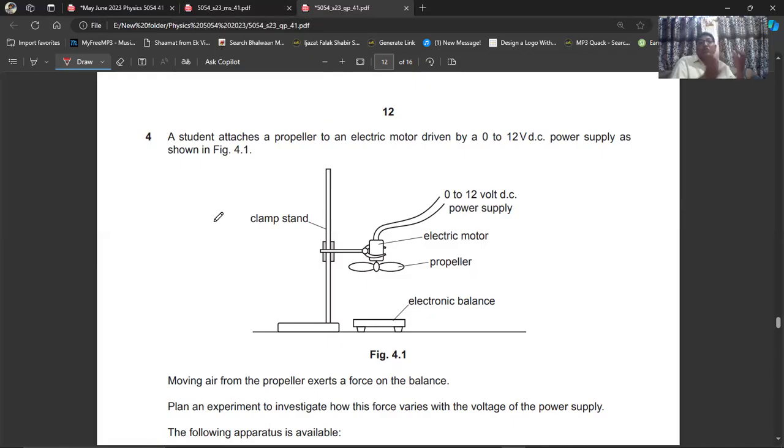Then you have to draw a table where you will note down the readings. So here we will draw two columns. In the first column, I will note down the voltage given to the electric motor. And on the second column, I will note down the reading on the electronic balance. The reading on the electronic balance is normally in grams.